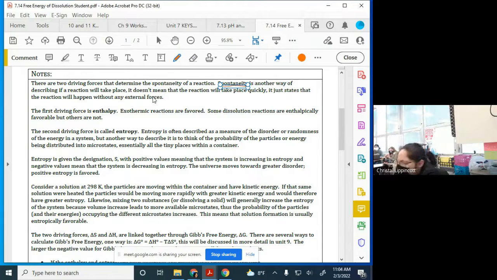They just happen, like the rust on my bumper. The rust on my bumper is spontaneous. Now, it doesn't happen like that, of course. That took a long time to happen. So spontaneous in chemistry doesn't mean, boom, it's happening right this second. Spontaneous means that we don't need to intervene and add extra energy in to make it happen. So the rust on my bumper is a spontaneous reaction. Even though it takes a long time to happen, it just happens.